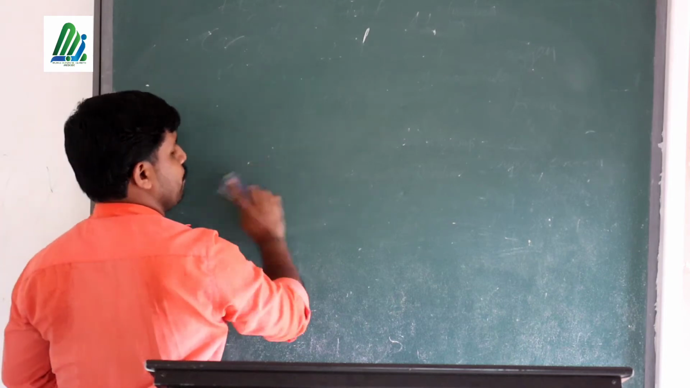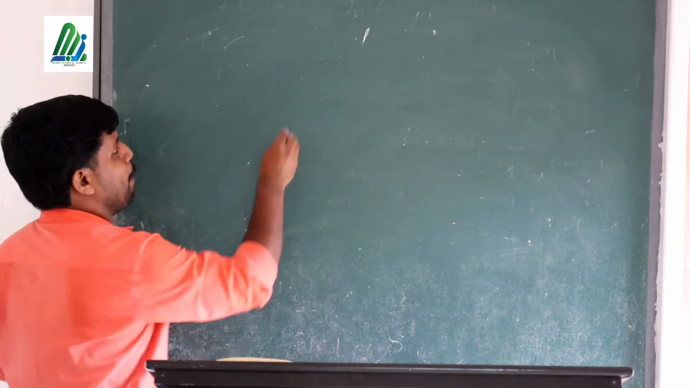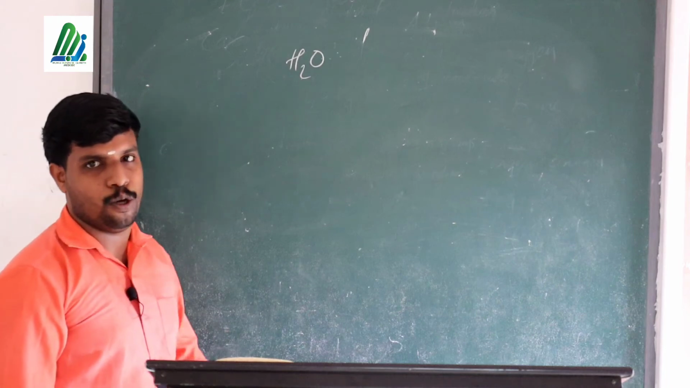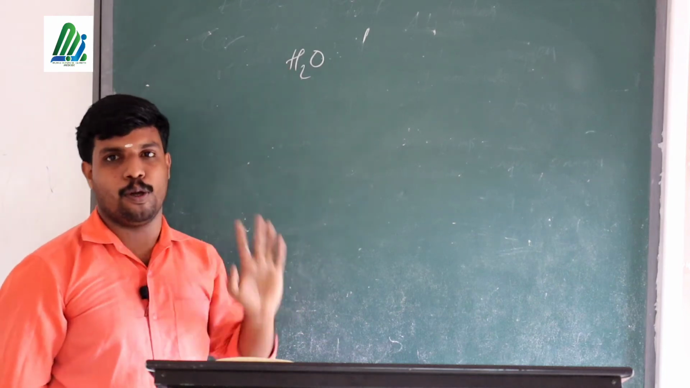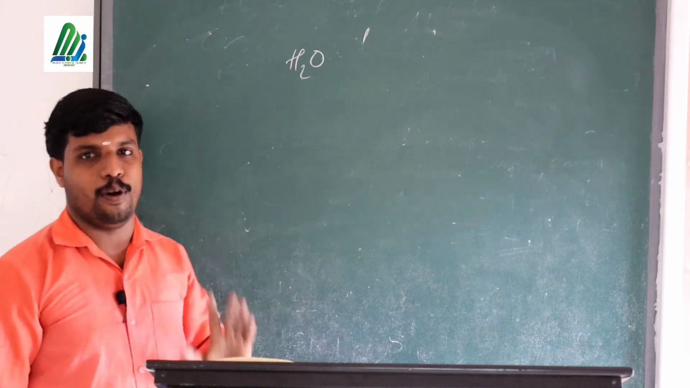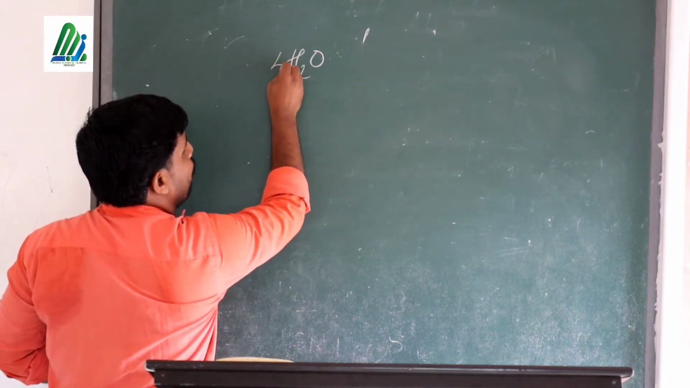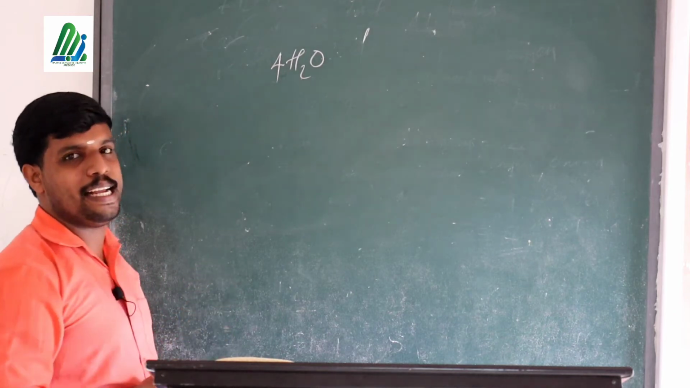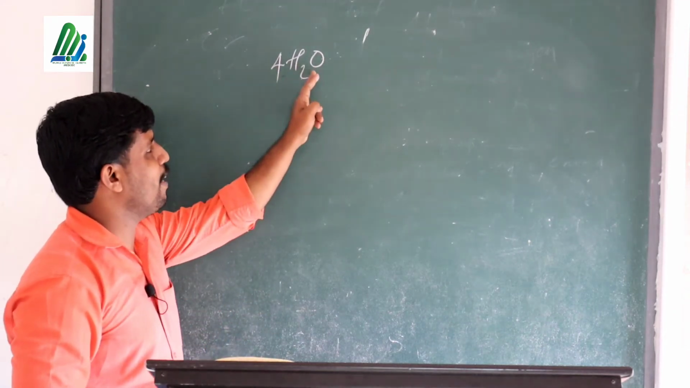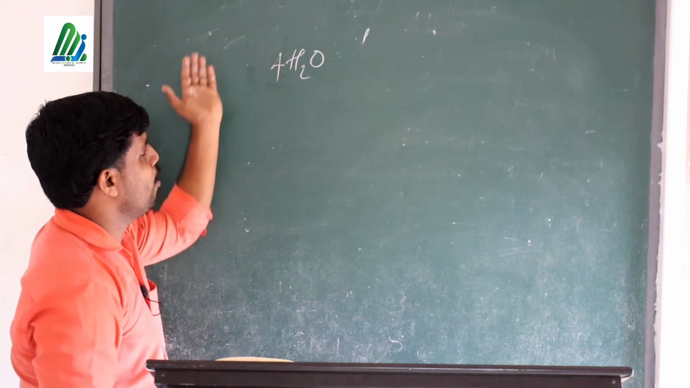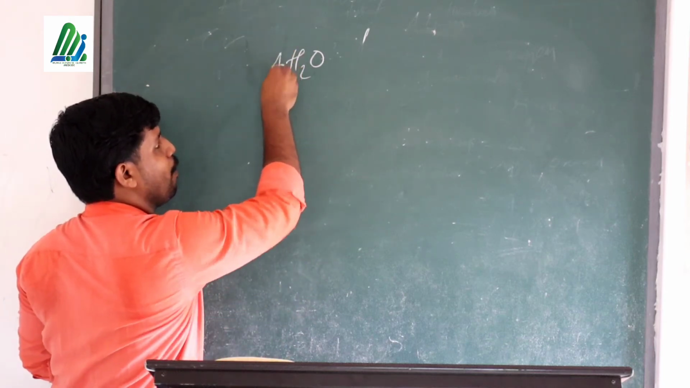Listen. We know that water is represented as H2O. So we can read it as 1 water molecule. That is important. Instead of 1 water molecule, if I write 4 H2O, how will you read that? It is 4 water molecules. So 1 water molecule, if you write 4 in front, there are 4 water molecules.